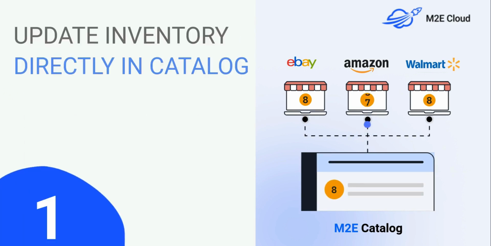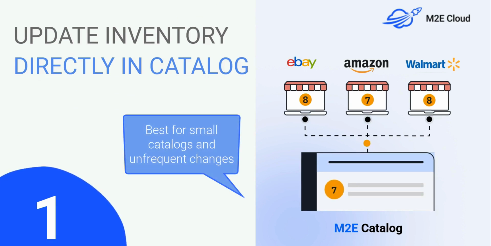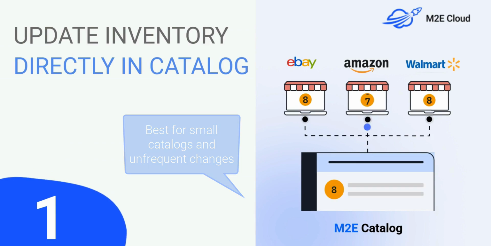The first option is to update your inventory directly in Catalog. It is the simplest way to keep it up to date on channels, especially if you have a small catalog or you don't have to make many changes often. Here's how you can do it.